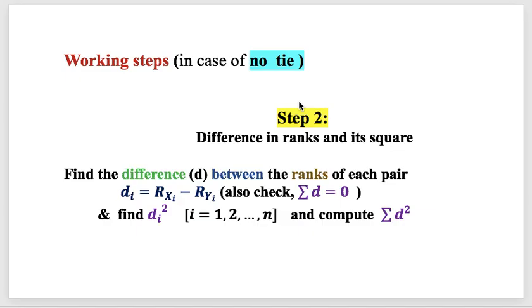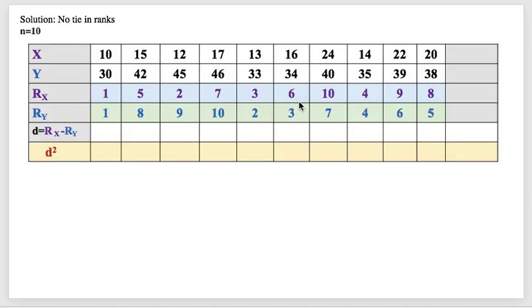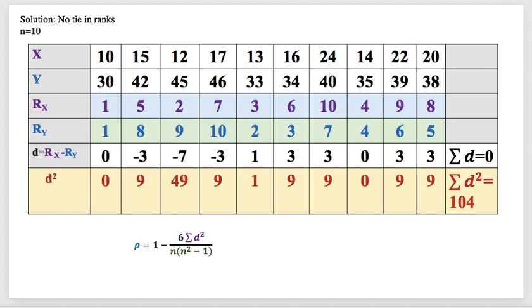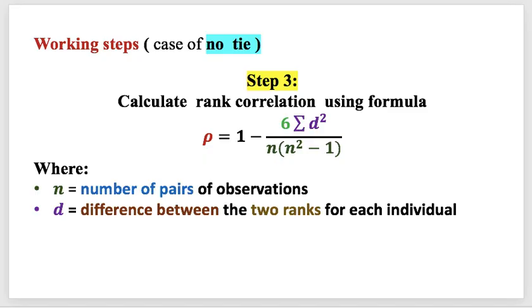And after that what we need to do is we just have to take a square. So when we take a square of 3, it's 9, then 49, 9, 1, 9, 9, 0, 9, 9. So when we take a square of all the individual differences and add them, we get 104 as a sum. Now we are ready with the last step, which is implementing the values in the formula to get a rank correlation.